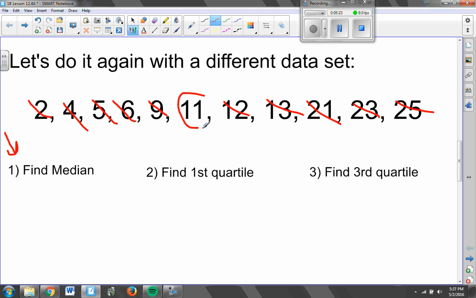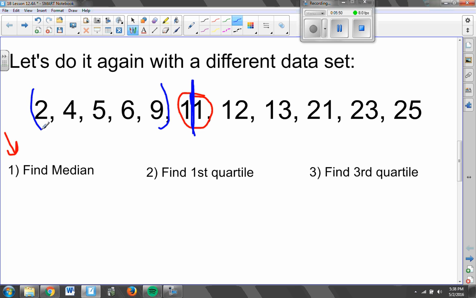And I end up here with 11 as my median. Once I have my median, then to find the first quartile, I'm going to look at the lower half of my data set and find the median of that data set. But what we have to notice is that 11, if I were to split right on my median, gets basically crossed out here. So I'm not going to include the 11 in my lower half.